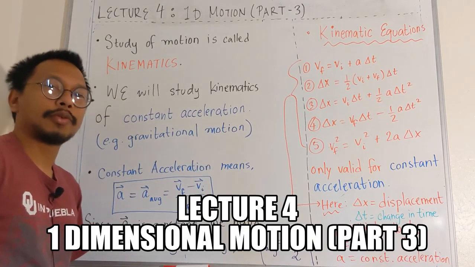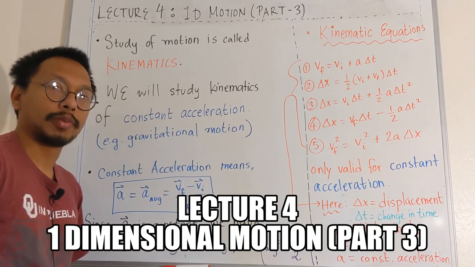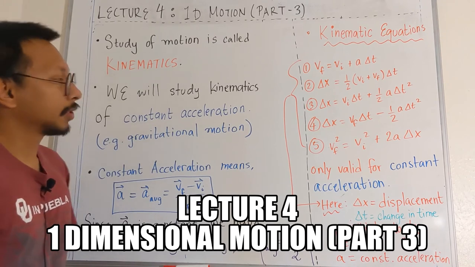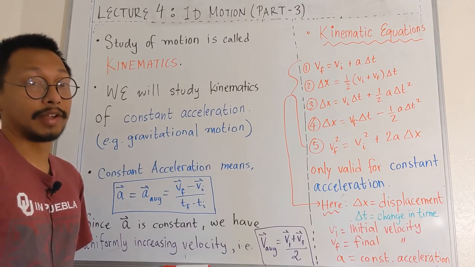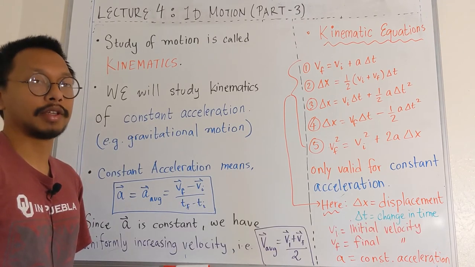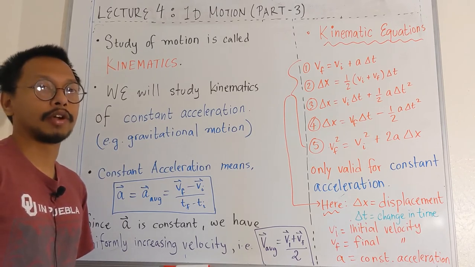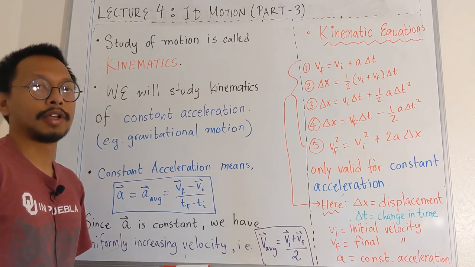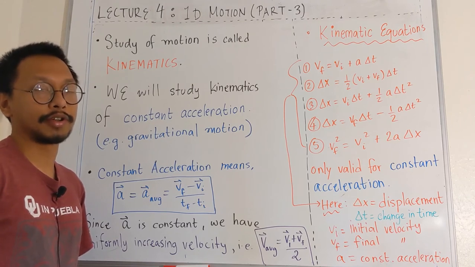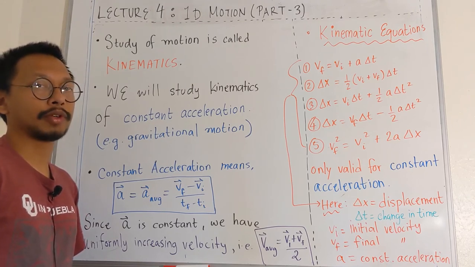Hello, in this lecture we're going to talk more about one-dimensional motion. The study of motion, that is analyzing a motion mathematically, is called kinematics, and we're going to restrict ourselves to kinematics of constant acceleration. It is a pretty common phenomenon in nature, so it is not far-fetched from the real idea that we study constant acceleration. Gravitational motion is a very good example of constant acceleration.